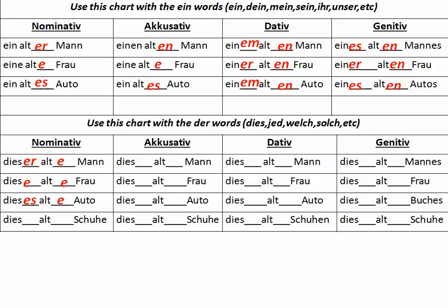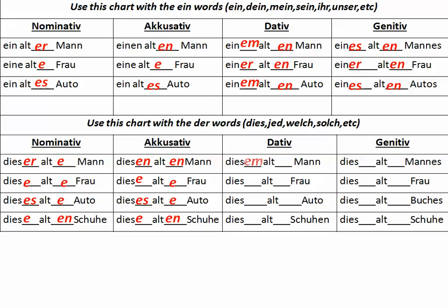But for das words, you're going to reflect that it's neuter in dies, so you have dieses alte Auto. For the plural, diese alten Schuhe. Okay, and the accusative, diesen alten Mann, everything else will stay the same as it was in the nominative.